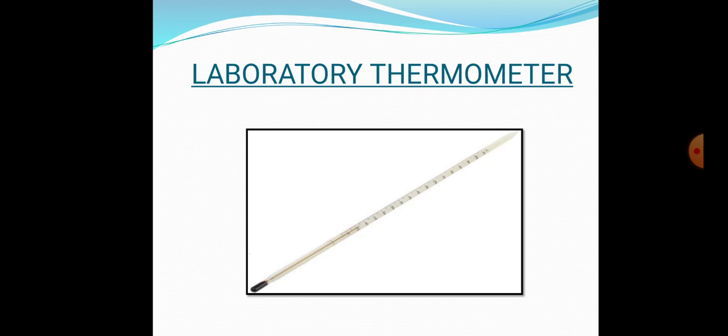The stem is marked in degree Celsius or degree Fahrenheit, and the commonly used laboratory thermometer has a range from -10 degrees Celsius to 110 degrees Celsius.